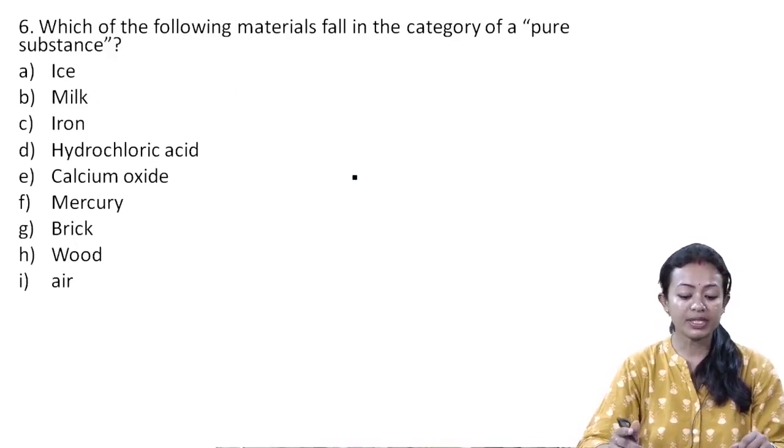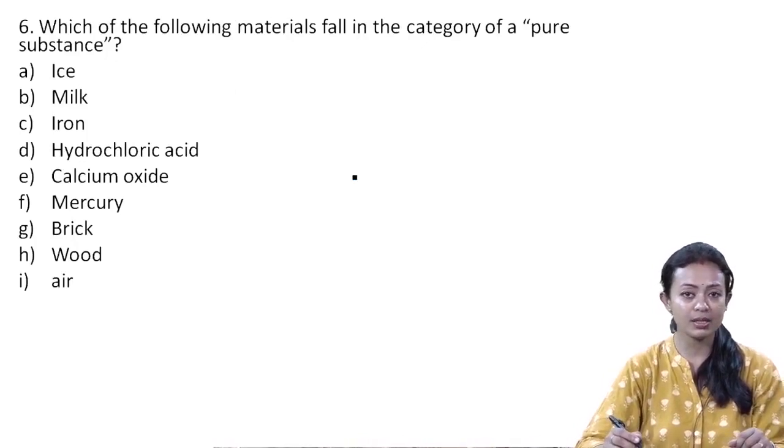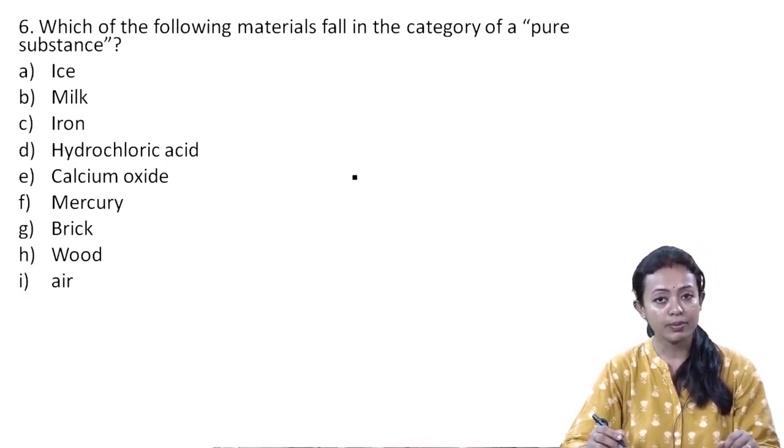Which of the following materials fall in the category of pure substance? Now, do you remember what are pure substances? Pure substances are those which are made up of same kind of particles. They can be either elements, that means made up of same kind of atoms, or compounds made up of two or more different kinds of atoms, but they are chemically bonded and behave as one.